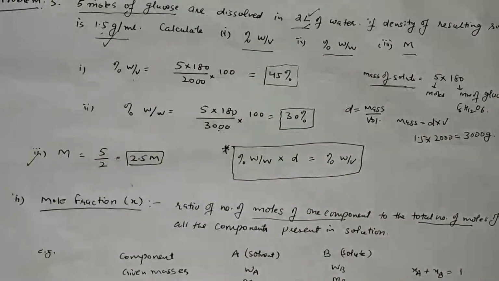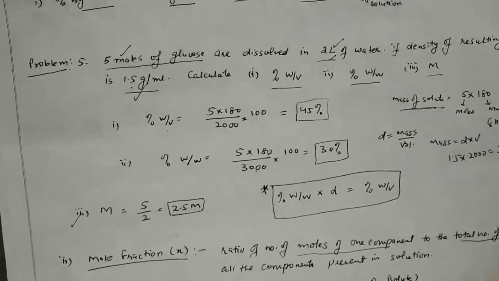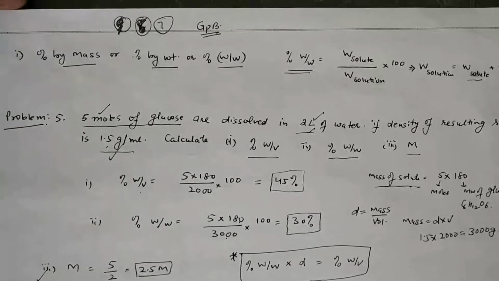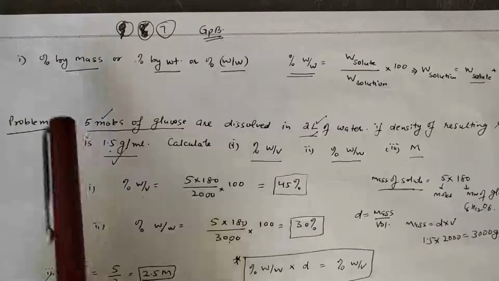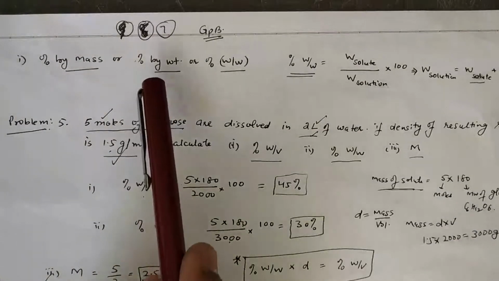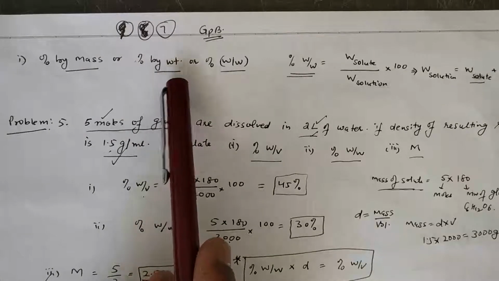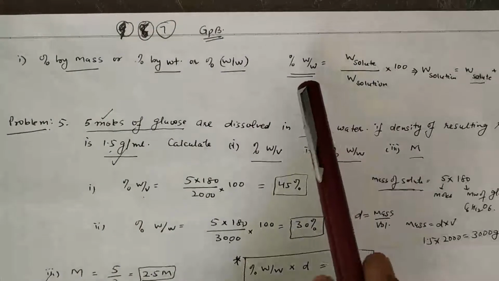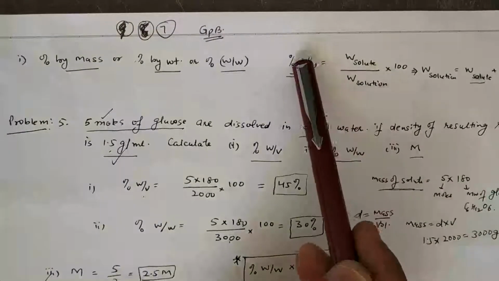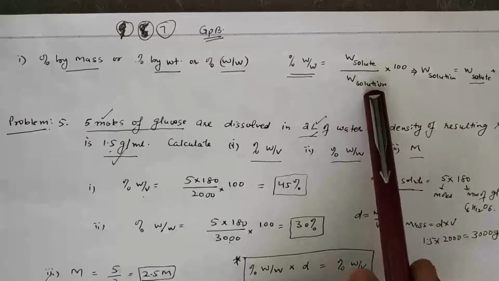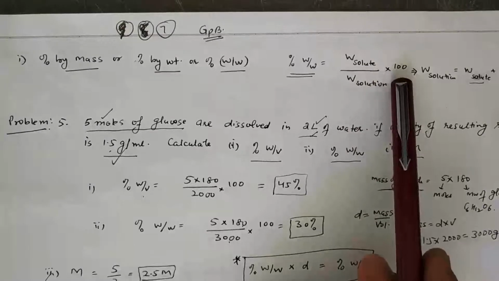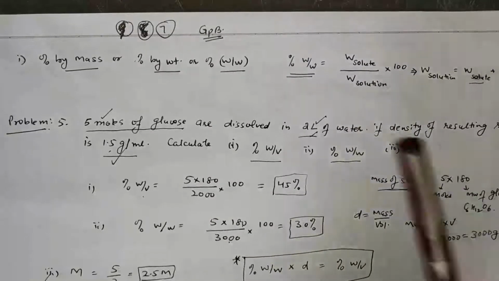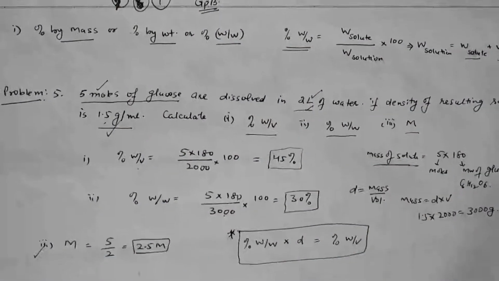Moving to group B. In group B, first is the percent by mass, called percent by weight or percent weight by weight. Percent weight by weight means weight of solute over weight of solution into 100. The weight of solution can be written as weight of solute plus weight of solvent.